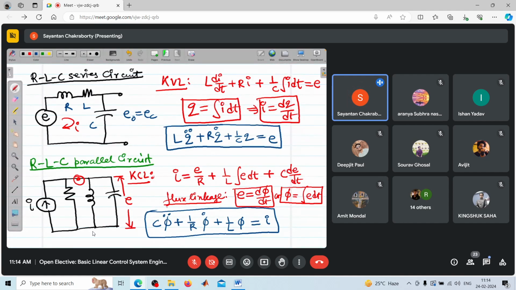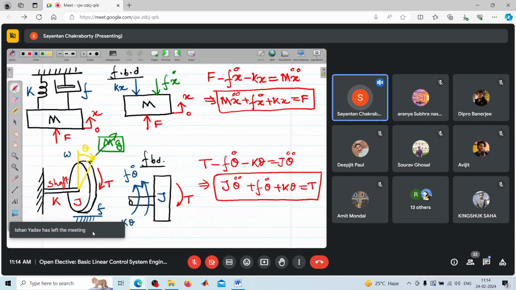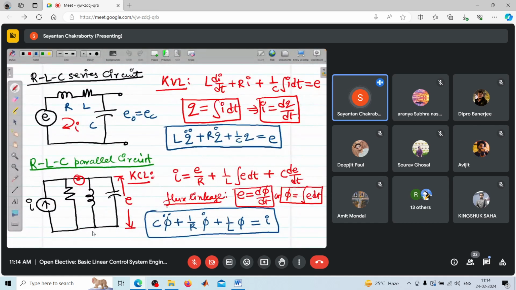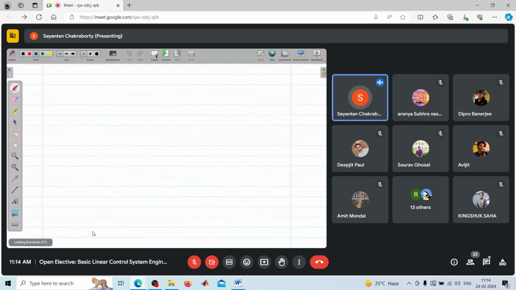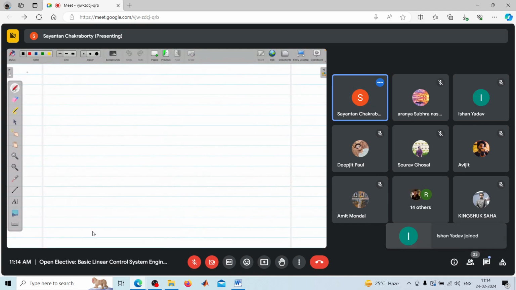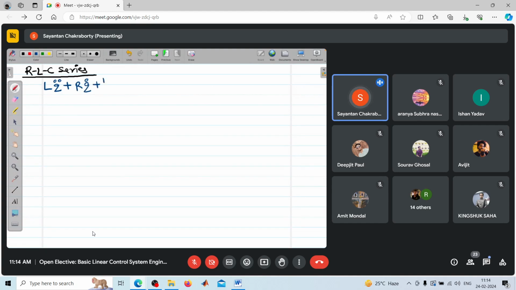Now just take a look at the similarity between all these differential equations: the mechanical translational system, the mechanical rotational system, the series RLC circuit, and the parallel RLC circuit. If we summarize all these things, then we can observe a very typical phenomenon. For the RLC series circuit, you have the equation L q double dot plus R q dot plus q by C equal to E.